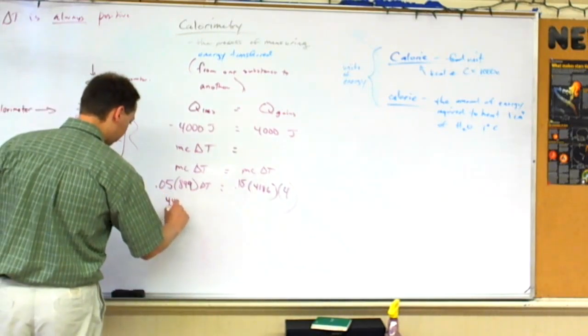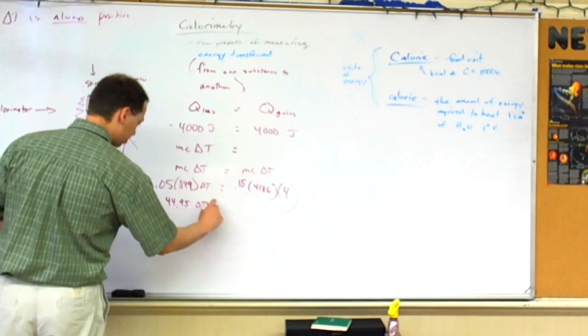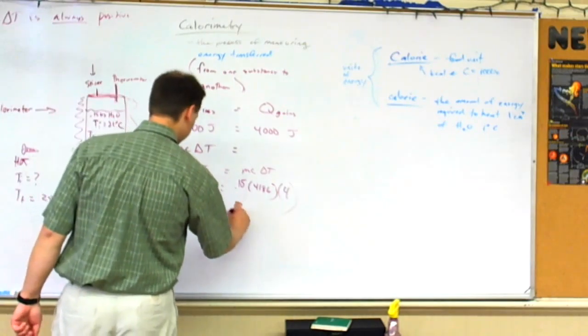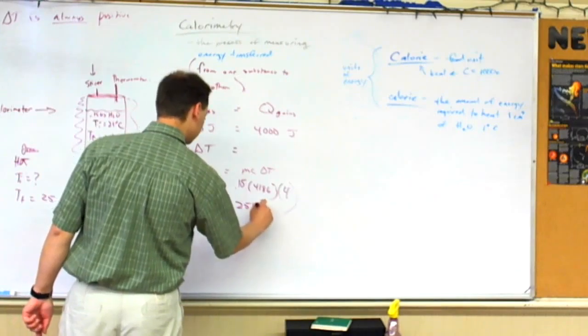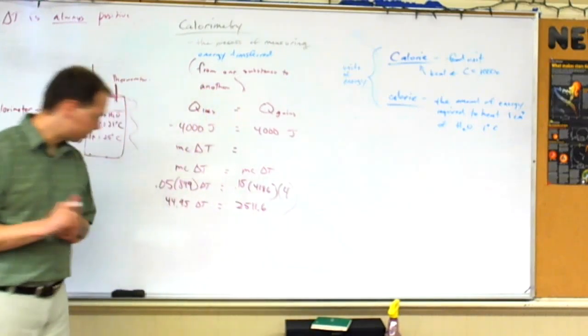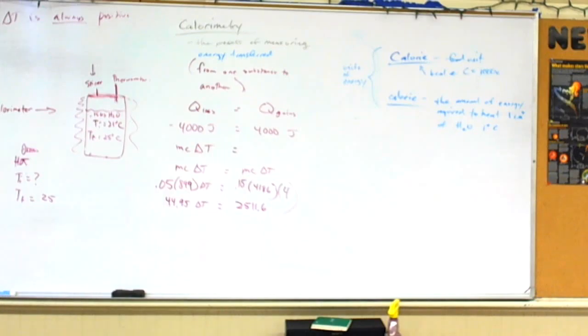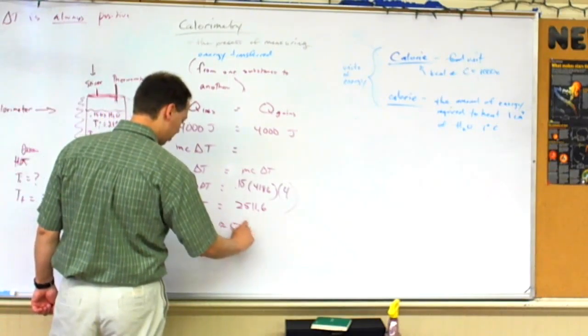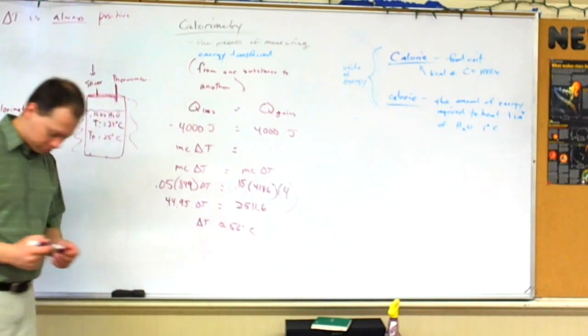Okay, let's write the next step. And then as we know from algebra, we divide by 4.95. All right, so if it changed 56 degrees, roughly, then what was the initial temperature of the metal?